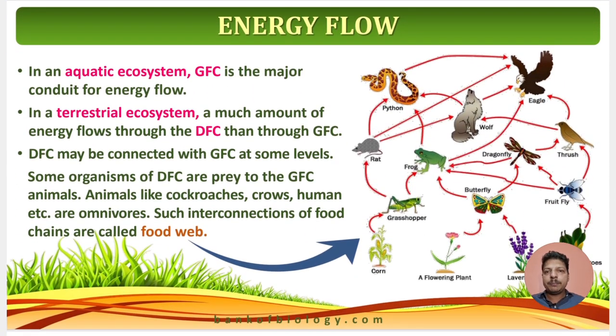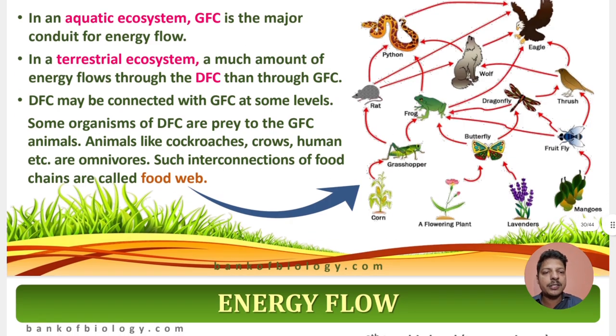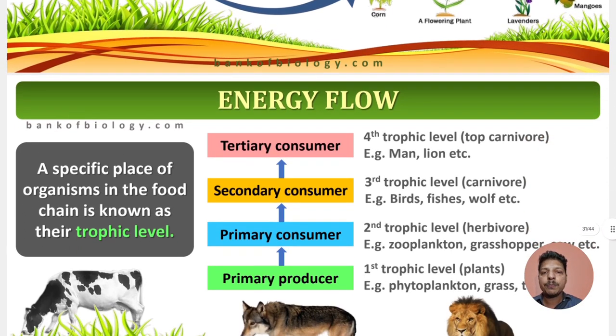Then, in an aquatic ecosystem, GFC is the major conduit for energy flow. In a terrestrial ecosystem, much more energy flows through the DFC than through the GFC. DFC may be connected with the GFC at some level. Some organisms of DFC are prey to GFC animals. Animals like cockroaches, crows, humans, etc. are omnivores. Such interconnection of food chains is called a food web. As you can see, food web, you are all familiar with this term from class 10th.